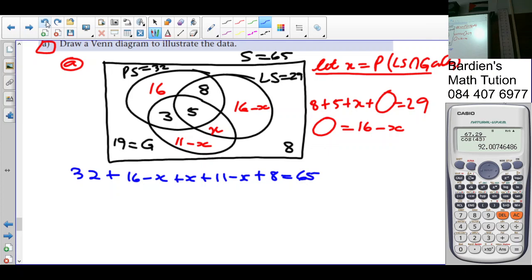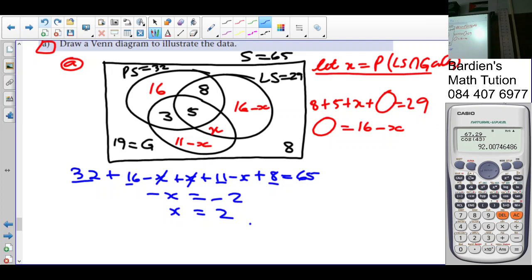So of course those two x's cancel. So negative x equal to, what is 65 minus 14 is 25, minus 11 is 14, minus 16 is negative 2. Is that correct? You'll get negative 2. So therefore x equal to 2.